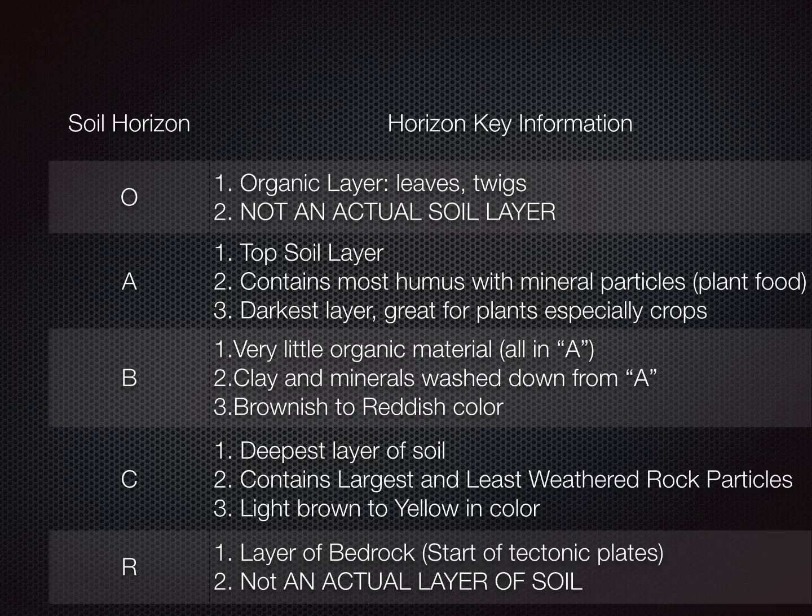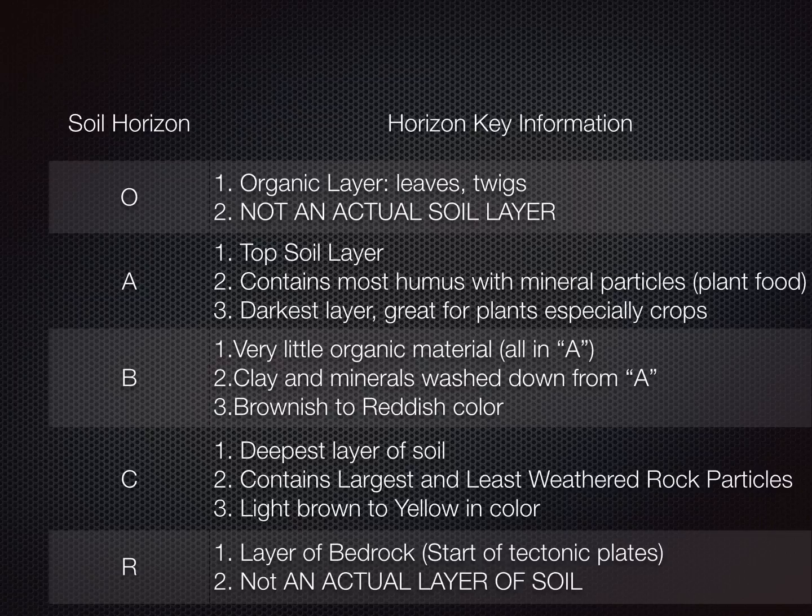The O layer is on top, not just because Mr. O is the best, but the top layer is the organic layer, meaning leaves, twigs. It's not an actual soil layer, meaning this is just food for the top layer of soil. So O is not actually a soil horizon. And actually some soils don't have an O. That makes O unique because all soils have an A, B, and C. Not everyone has an O.